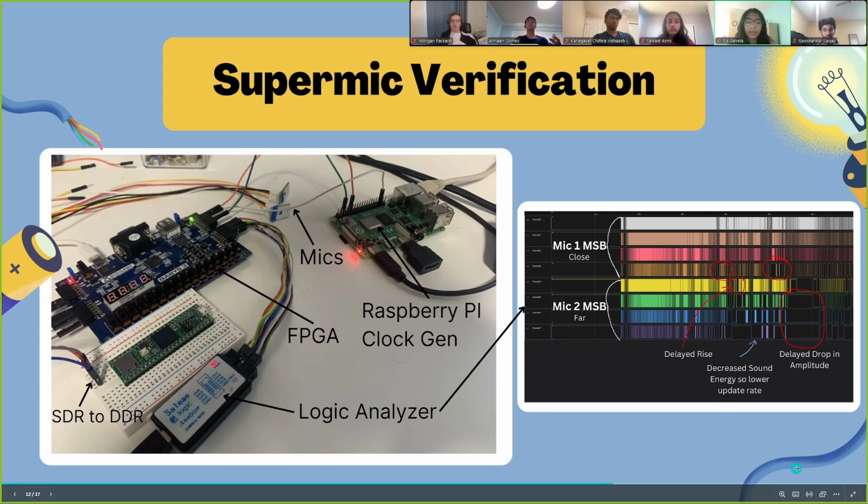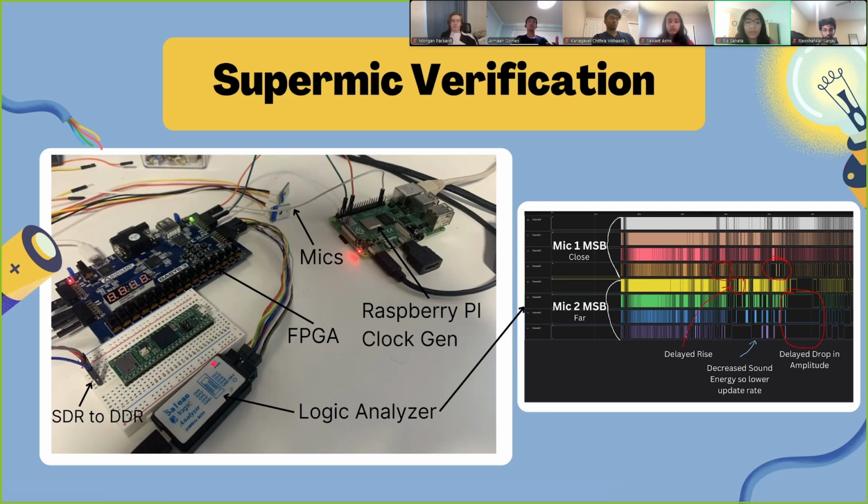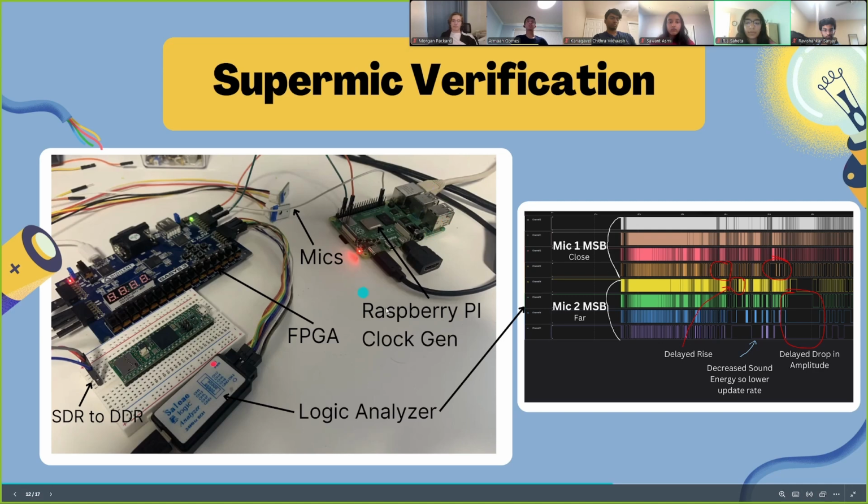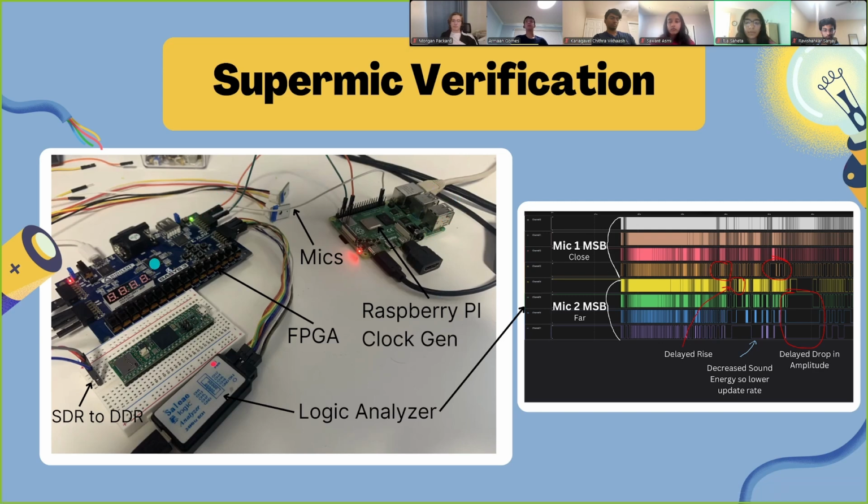Now this is how we verified SuperMic worked. We first generated a clock signal through this Raspberry Pi and fed it into this BASICs 3 FPGA, which was graciously provided by BWSI. The signal is then routed to a series of microphones, and then the output is sent to a logic analyzer so that we can visualize the output on the PC. This is the output from the logic analyzer. We had 2 microphones, one that was close and one that was far away. And we noticed many characteristics that showed the time delay of arrival, a crucial characteristic for beamforming.